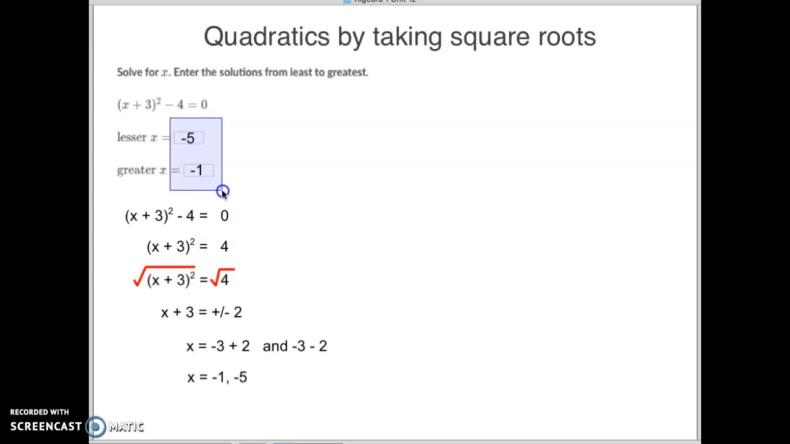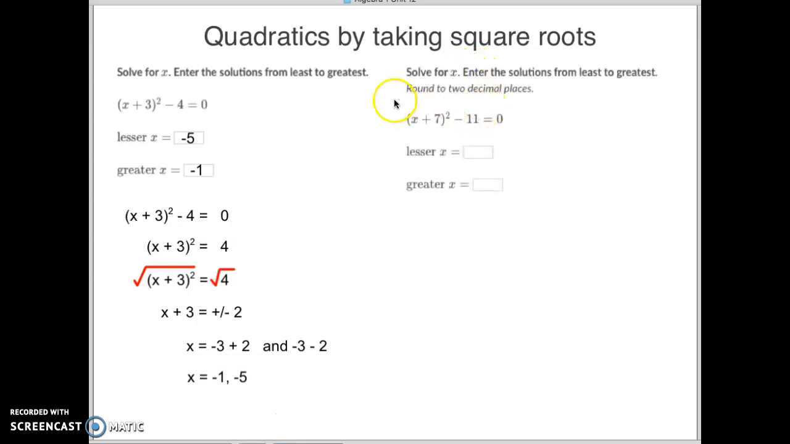Now, you should pay attention to the next one. This one worked out nicely into easy numbers. They don't all do this. So here's the next one that I've got for you. We've got this right here. We're going to take that equation and write it down again right here.